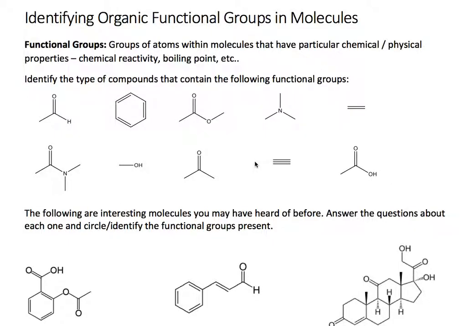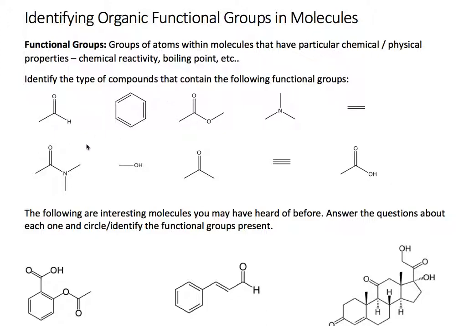Hi guys, today our goal is to identify organic functional groups and learn what functional groups are. Functional groups are a group of atoms within molecules. They're usually a type of bonding pattern that I see with organic compounds. And these bonding patterns tell me about the reactivity of the molecule that they're in, and it also tells me about their physical properties.